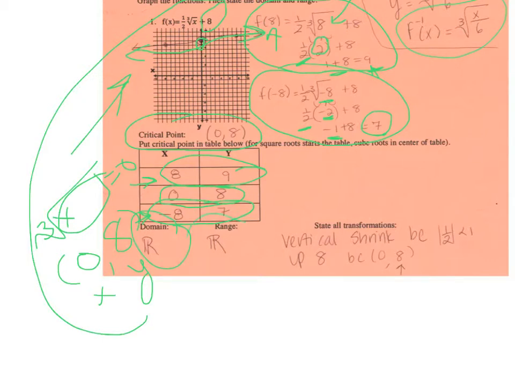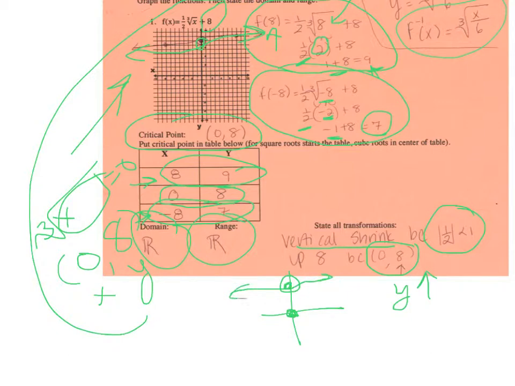Domain and range are going to be all reals. And in terms of transformations, it's going to be a vertical shrink. Absolute value of half is less than 1. And we look at our critical point, and the y-coordinate is positive 8, meaning it goes up 8. Remember, you can always put your finger at the origin and say, what do I do to move to the new critical point? Well, if the new critical point is up here, in comparison to the parent function, we just went up.